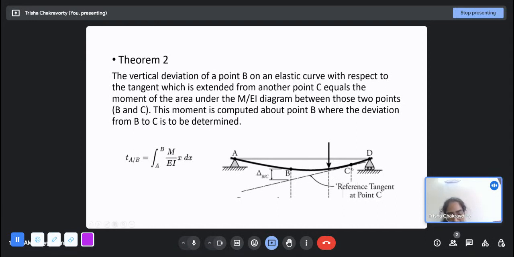Basically, from C we draw a tangent, and this is the quantity that we are finding out, the distance between the deflected point B and this projection of the tangent. So we take the M by EI diagram between B and C, and we take its moment about this point B to find this.